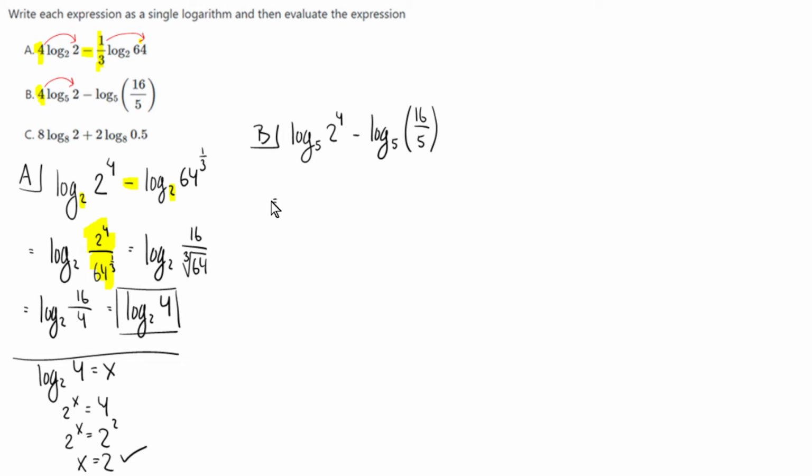We are here subtracting these logs, so we can rewrite them as a quotient. So I'm going to do two things in the next step. I'm going to apply the quotient law, so these two logs become a single log, where the argument will be the quotient. And I will also evaluate 2 to the power of 4. So 2 to the power of 4 is 16. So we're going to get log with a base of 5. The numerator is going to be 16. And the denominator is going to be 16 over 5.